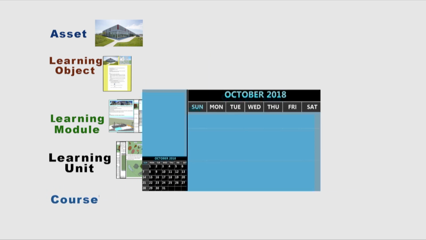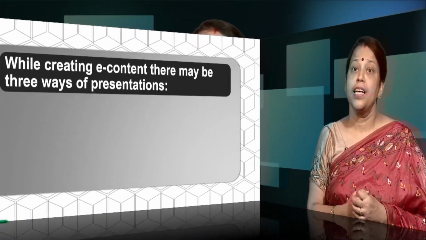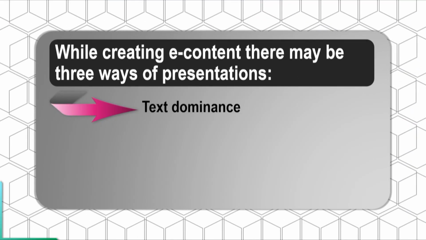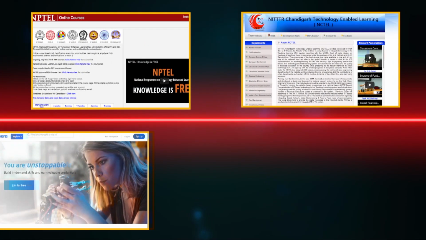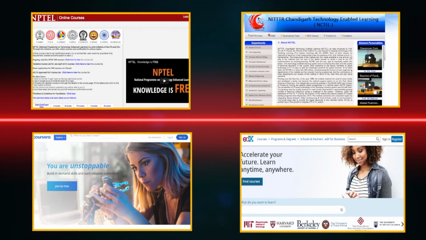Now, while creating e-content, there may be 3 ways of presentation. First one, text dominance. Second one, speaker dominance. And the third one is animation dominance. If you want to see any examples of some e-content, you can visit NPTEL, NCTEL, Coursera, edX platform and many others.